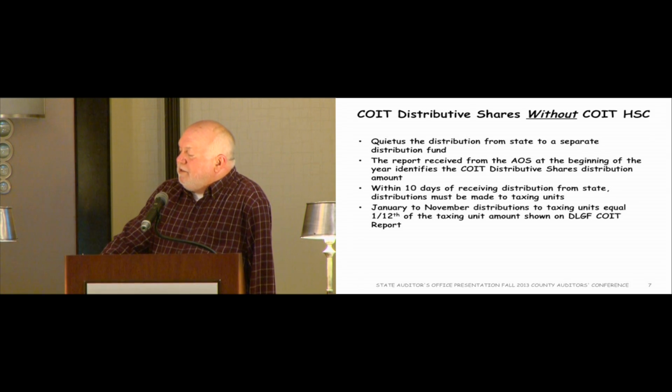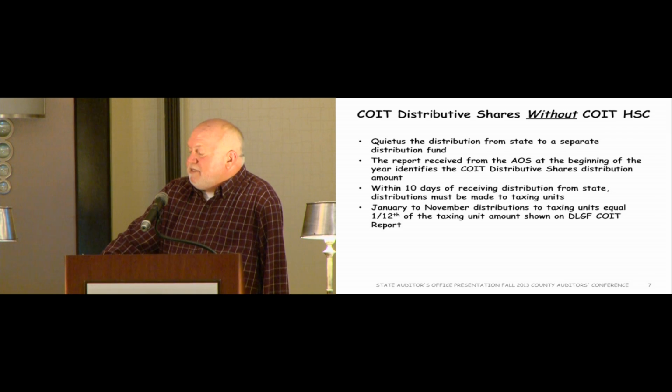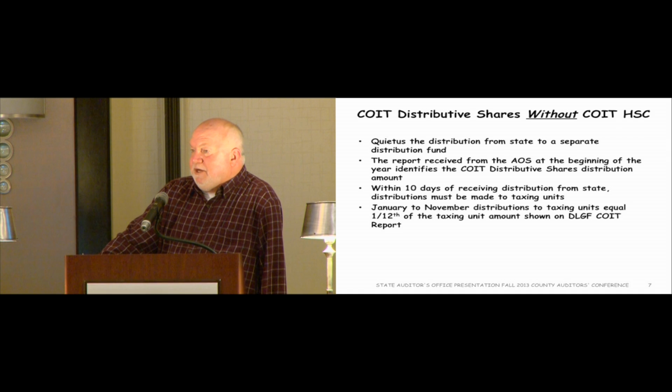Once again, on determining the amount that you're distributing to the taxing units, that amount is going to equal 1/12 of the taxing unit amount that's shown on the DLGF COIT report.